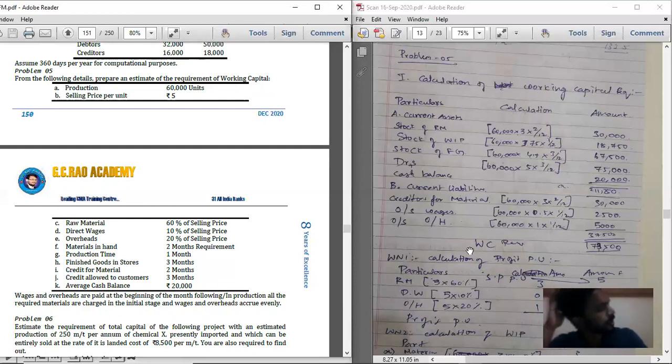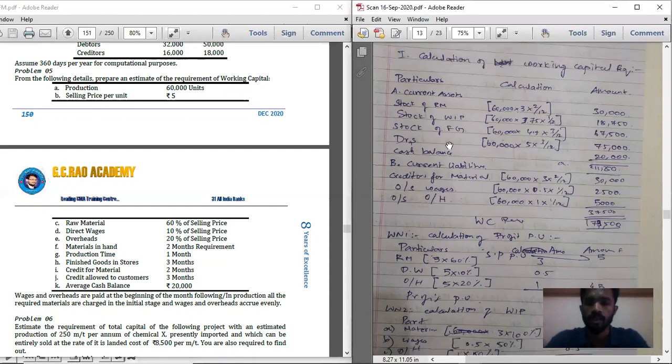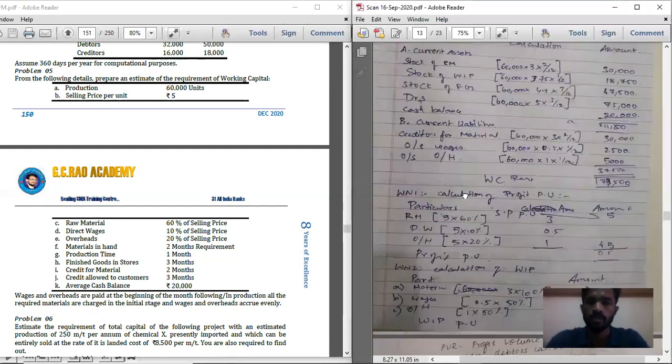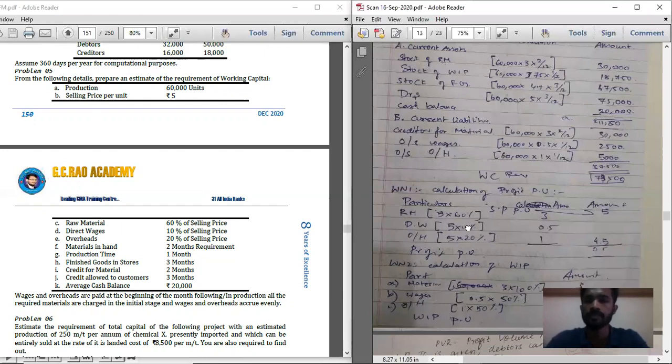Below that, a 3 columnar table. First column particulars. Second column calculation. Third column amount. Particulars, calculation and amount. Below that, particulars, capital A, current assets. Below that, leave 8 lines gap or leave 10 lines gap.